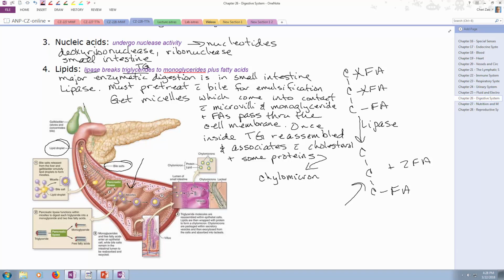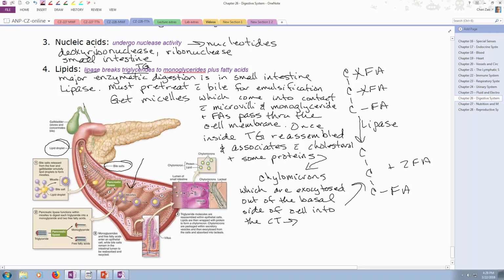So we have two terms here to memorize, micelles and chylomicrons. They're both associated with our lipase and lipid digestion process, and you have to figure out on what side of the cell we're going to find each. Micelles are on the mucosal side of the cell, and chylomicrons are going to be exocytosed out of the basal side of the cell, and it's going to go into the CT.